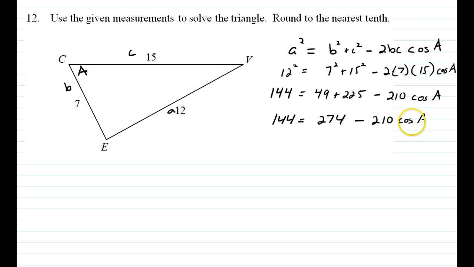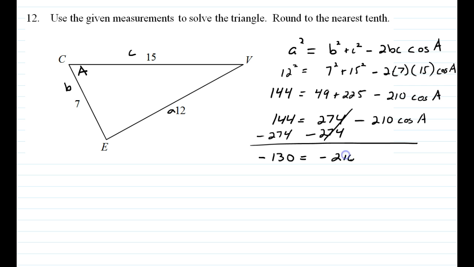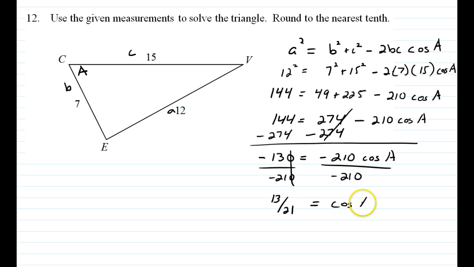Since this is being multiplied by the cosine of A, I can't combine them. So I'm going to subtract 274 from both sides, and it gives us negative 130 is equal to negative 210 times the cosine of A. Now if I want to get rid of that, I can divide both sides by negative 210. The negatives cancel, so I get 13 over 21 is equal to the cosine of A. And like on the last problem, now we're going to do the inverse of the cosine.